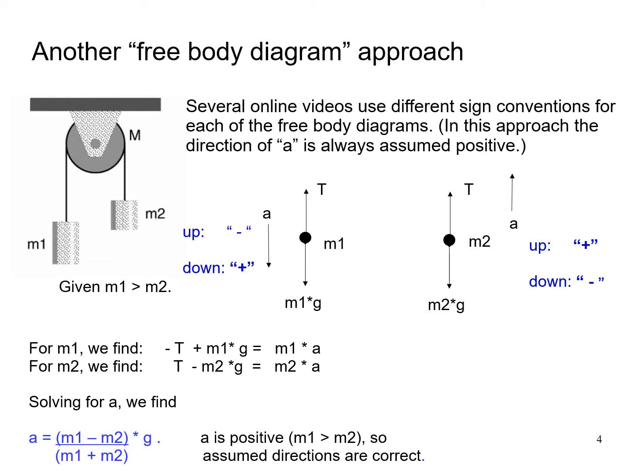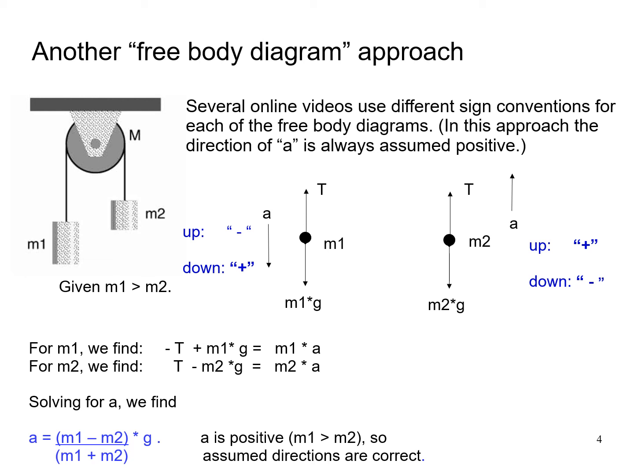Using our sign convention and Newton's second law, we can write our equations. For m1, the tension T is negative. The weight m1 times g points down, but is now positive. And m1 times a, the net acceleration, is also a positive quantity. For m2, the tension T is positive. The weight term m2 times g is negative. And the net acceleration m2 times a is also positive.